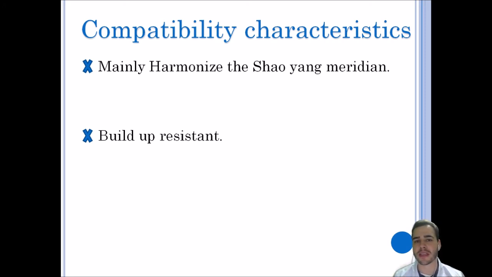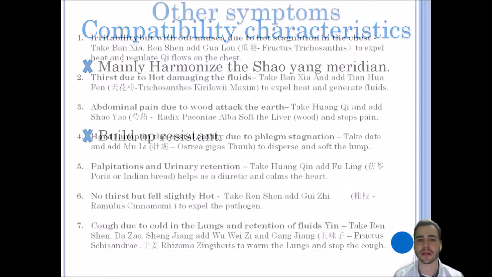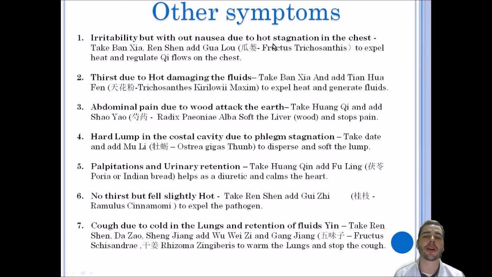And then we can use this formula. So remember, we have to build up resistance because the patient is weak, okay? He couldn't take out the pathogen, so we want to help the body to build resistance, okay? We're going to talk about other symptoms. You can read it, you can pause it, and I will explain really fast, okay?